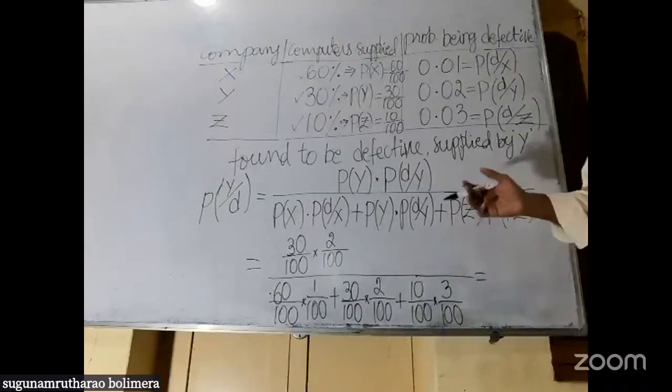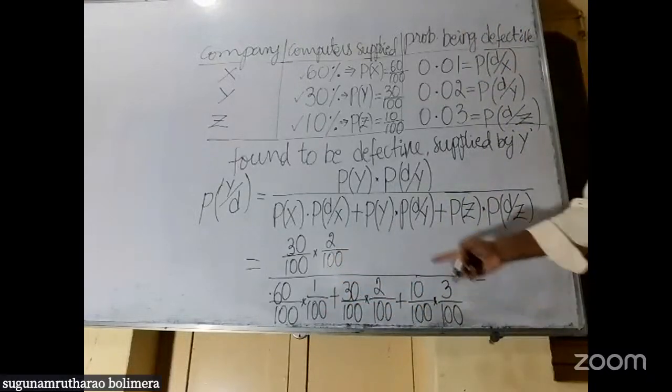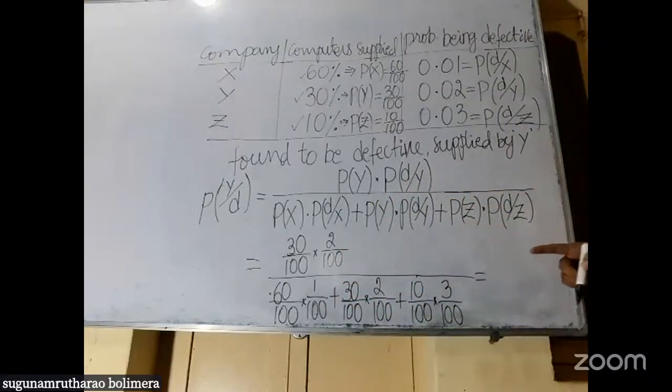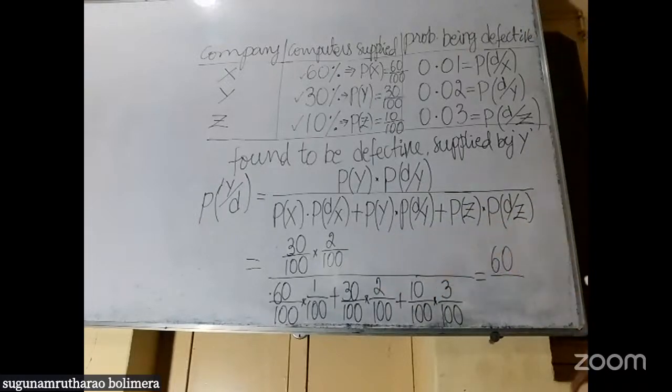Okay. Very simple. 100 into 100, 100 into 100 is common. That is very simple. It is pretty clear. 30 into 2, 60 by 60 plus 60 plus 30. 150. 0 gets cancelled. 3 2s, 3 5s. 2 by 5. The answer is 0.4.